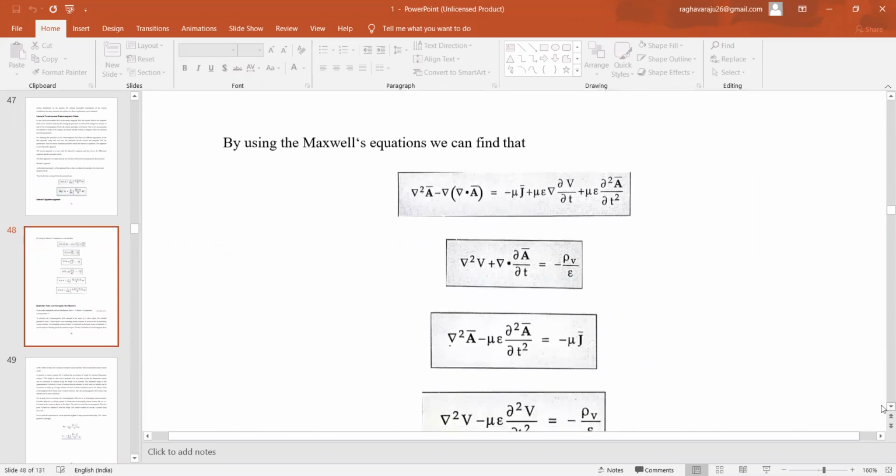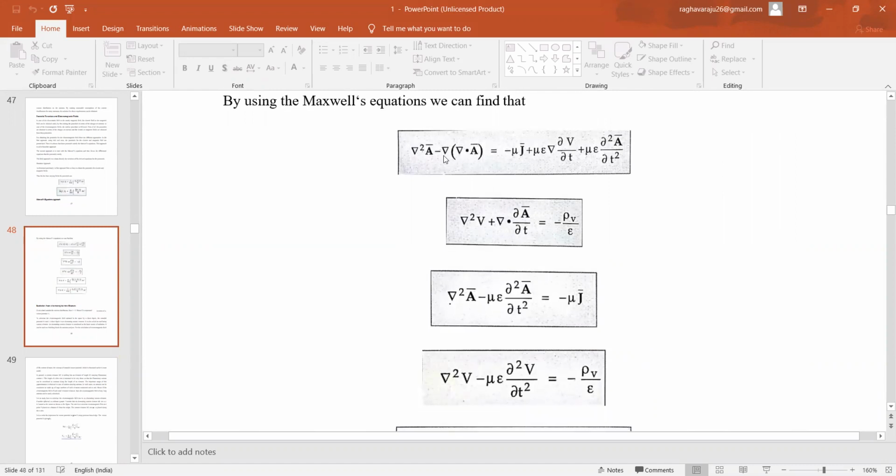By using these Maxwell equations, let us demonstrate the equation from the previous vector Maxwell equations. This is the fundamental equation from before. By expanding the cross products, you have minus mu J plus mu epsilon del dou V by dou t plus mu epsilon dou square A bar by dou t square. By using this, del square V plus del dot dou A bar by dou t equals minus rho v by epsilon.